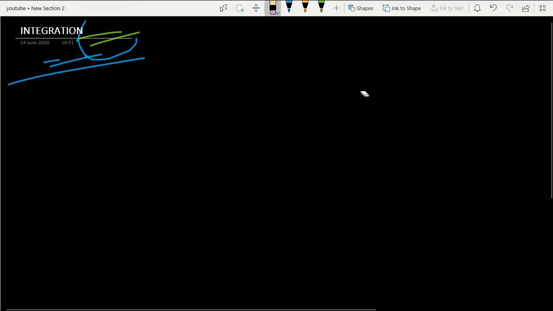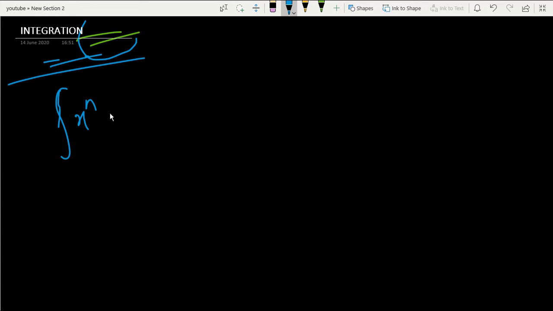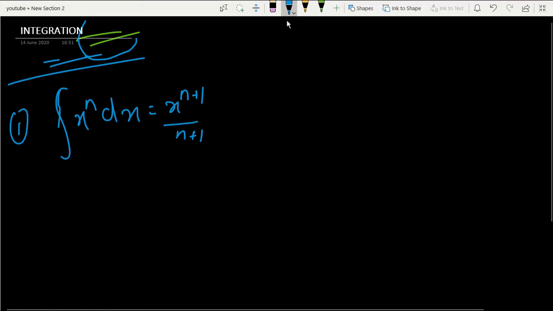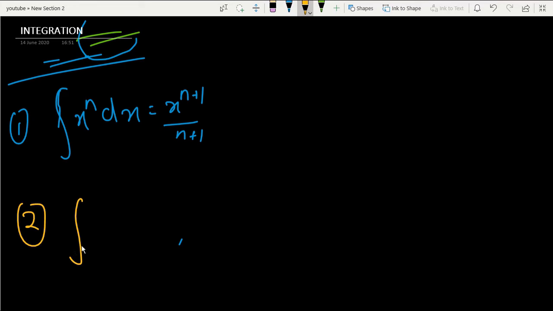Now we got two formulas over here. The integral of x raised to n dx is equal to x raised to n plus 1 by n plus 1. This is the first formula. Now let's see the second formula. The second is the integral of x raised to minus 1 dx is equal to log x.